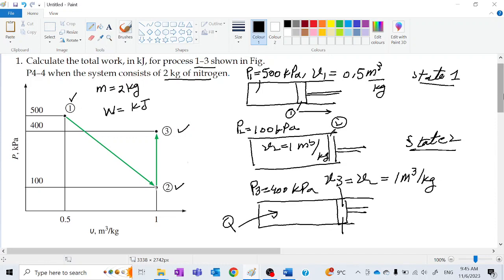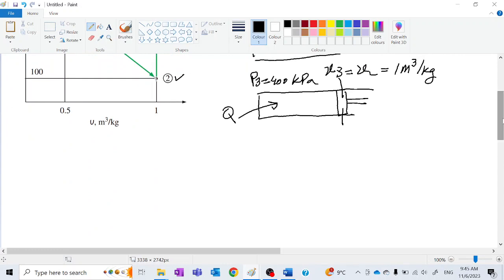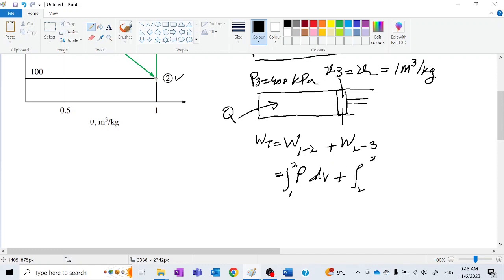So now we need to find the work done. Here we should know that the total work done can be, for example, work total equals work from process 1 to 2, expansion, plus work done from 2 to 3, which is a constant volume process. So it can be represented as, for process 1 to 2, the integral of pressure dV. This is the classical boundary work formula. And for process 2 to 3, pressure times change in volume. We know these formulas, so with this equation we can solve.